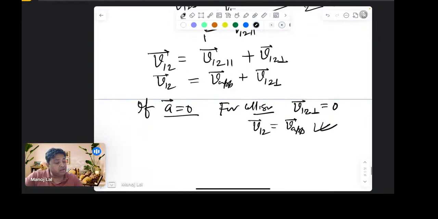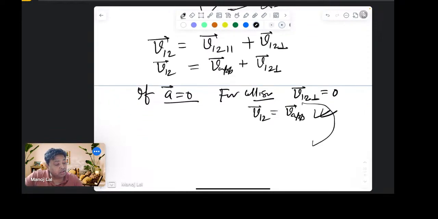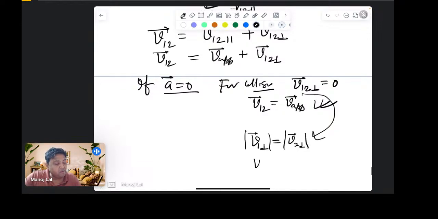And then it means from here we got that velocity of 1 in perpendicular direction must be equal to velocity of 2 in perpendicular direction. Right? We can say this. And also in vector form it is true. Right?